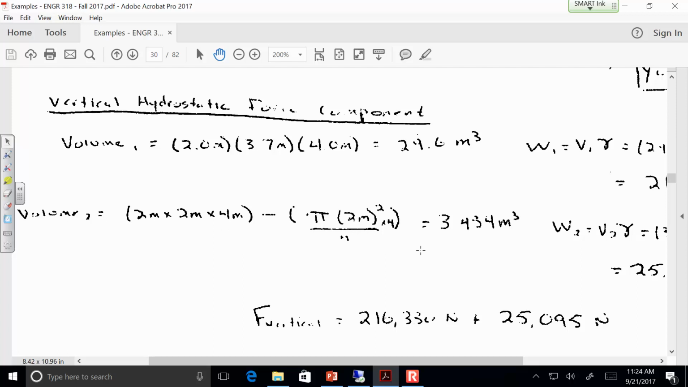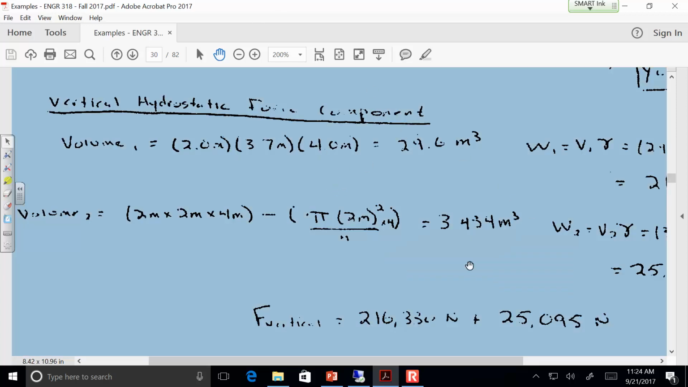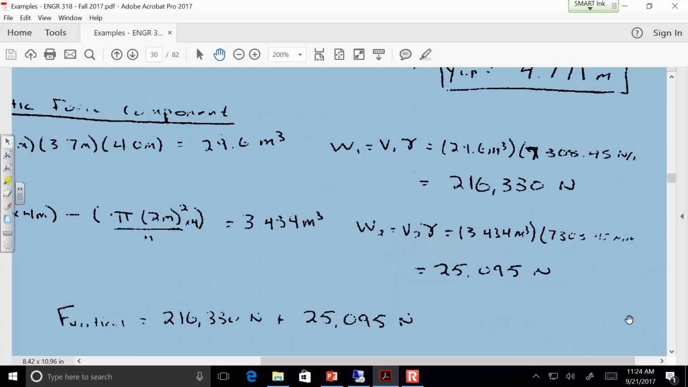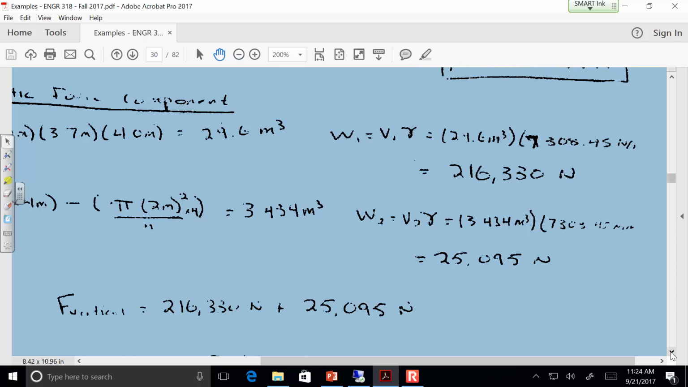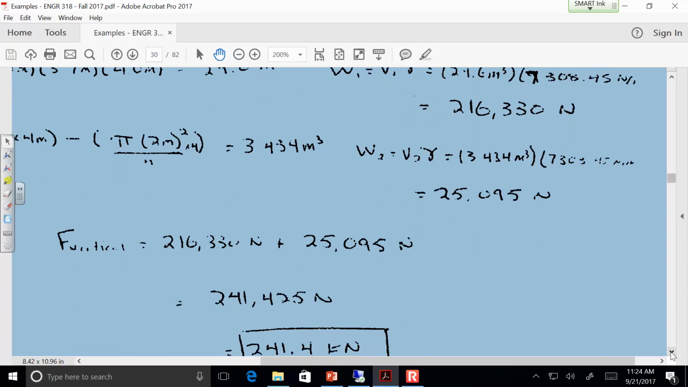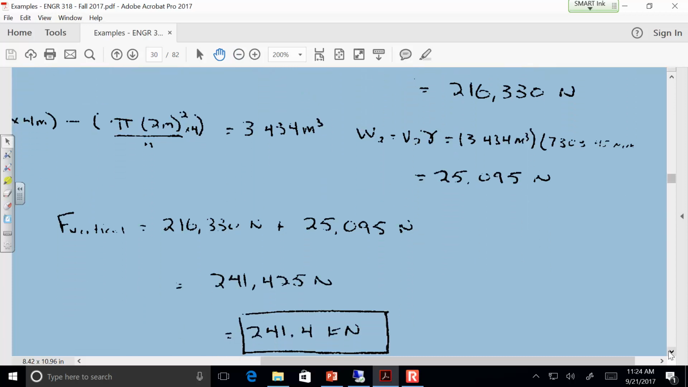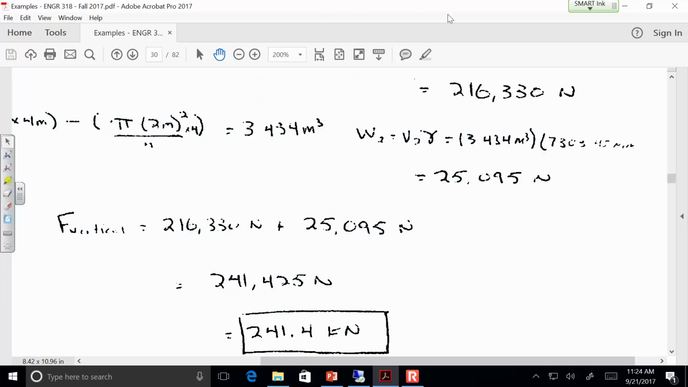So, man, that's hard to read. 3.434 meters cubed. So then I find the weight of each one of those segments in terms of newtons, and then the vertical force is combining the two together. So the net vertical force should be 241.4 kilonewtons. And I didn't ask for the magnitude.